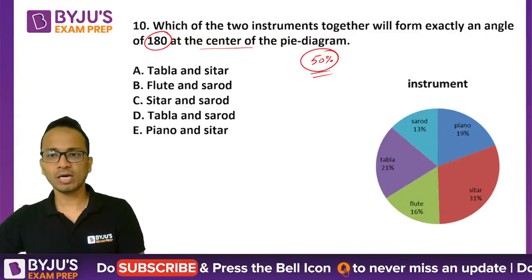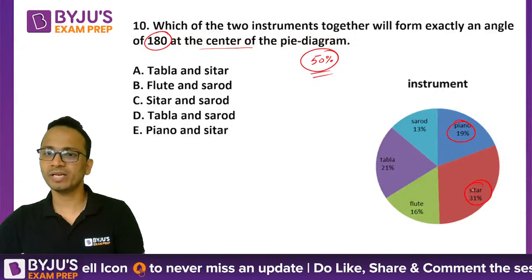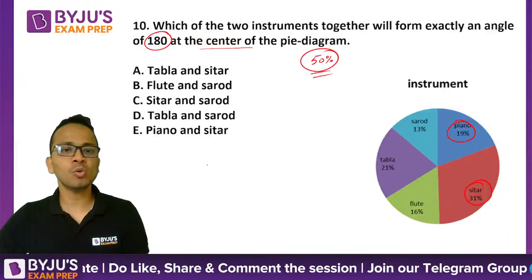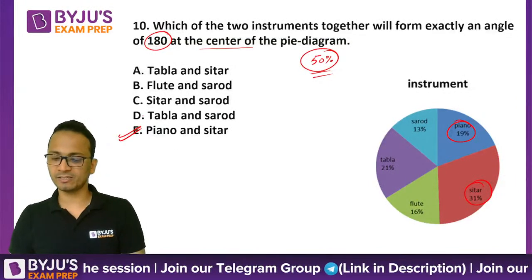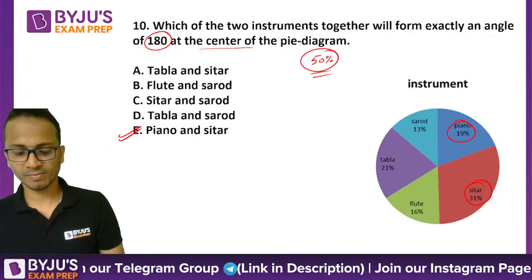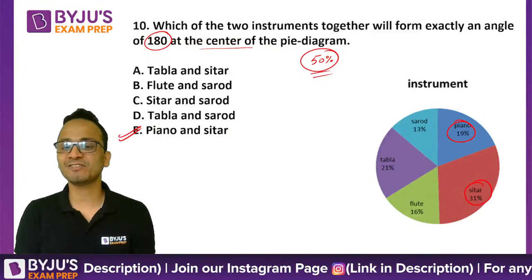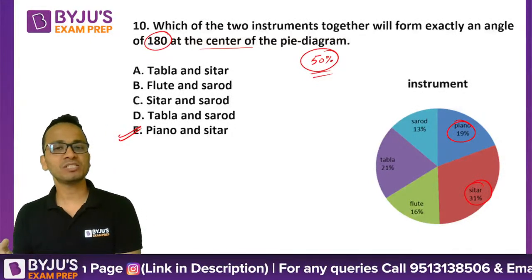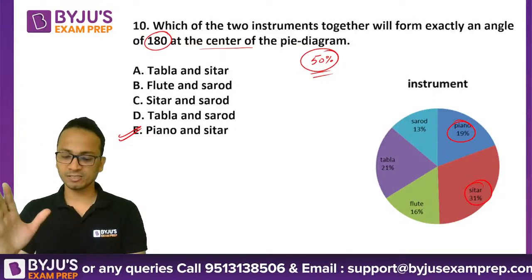Right? So what all is here? 19 and 31, the sum of these two is 50. So 19 and 31 are piano and sitar. Piano and sitar, option E is the correct answer. Yes, Soumya, we can give the answer for this question not by writing anything, just by doing a little bit of observation. Okay, that's it.